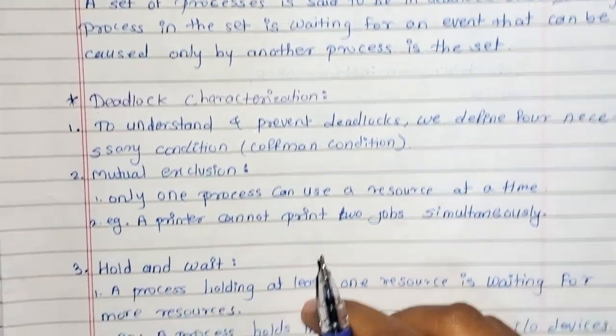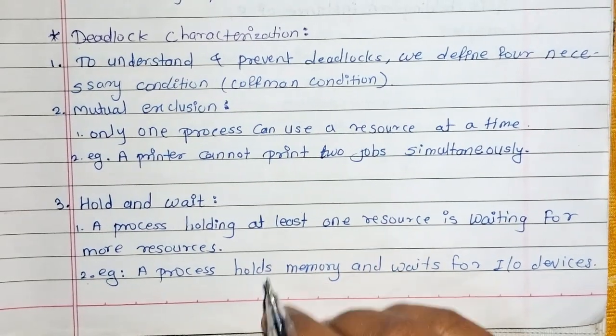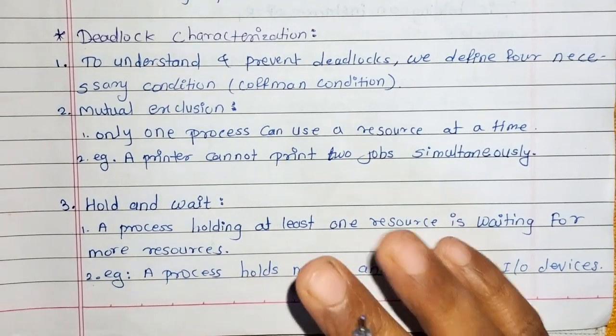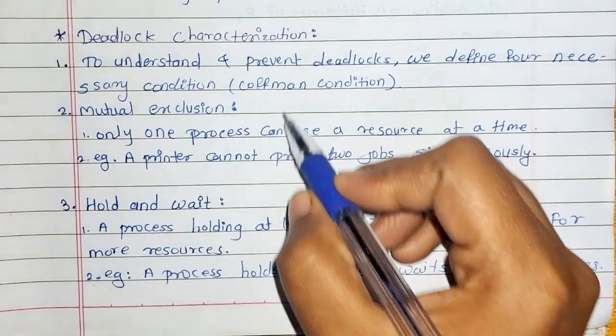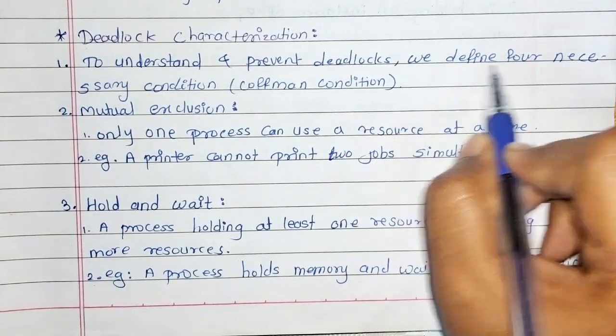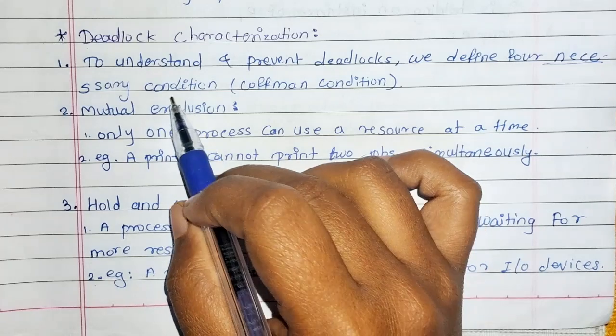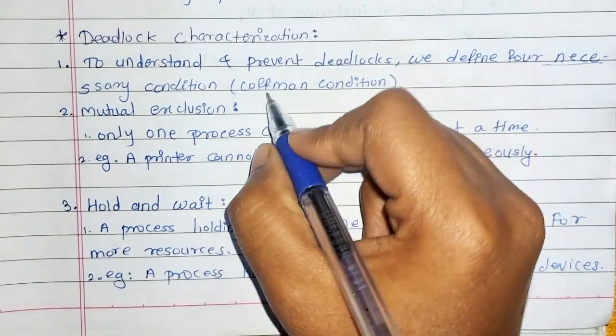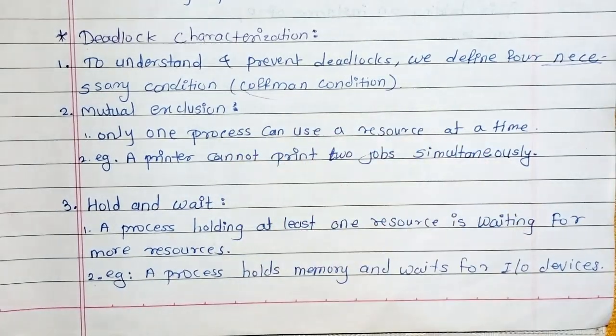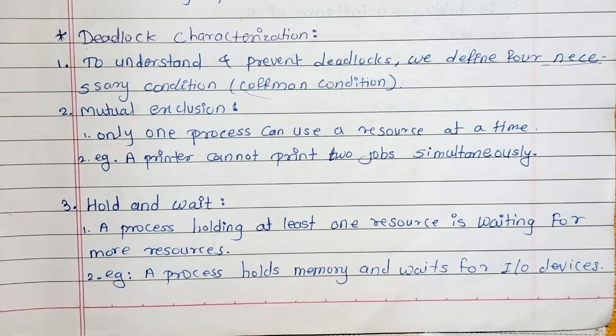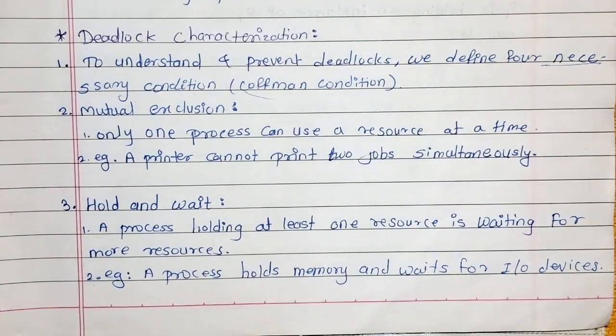Now let's see the characteristics. To understand and prevent deadlocks, we define four necessary conditions, also called Coffman conditions. Okay, the second one is mutual exclusion.